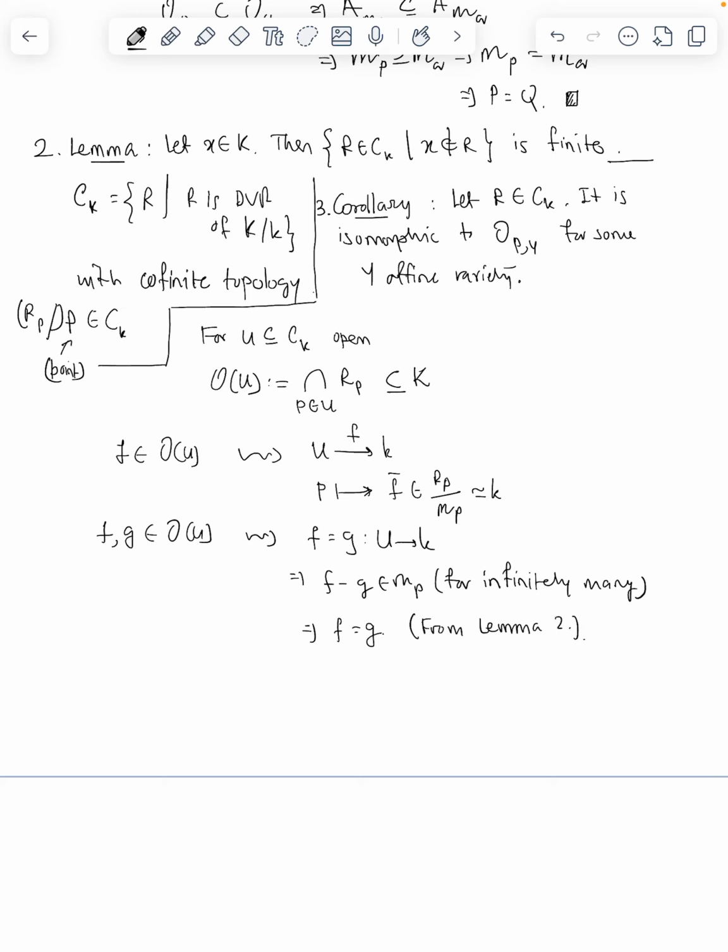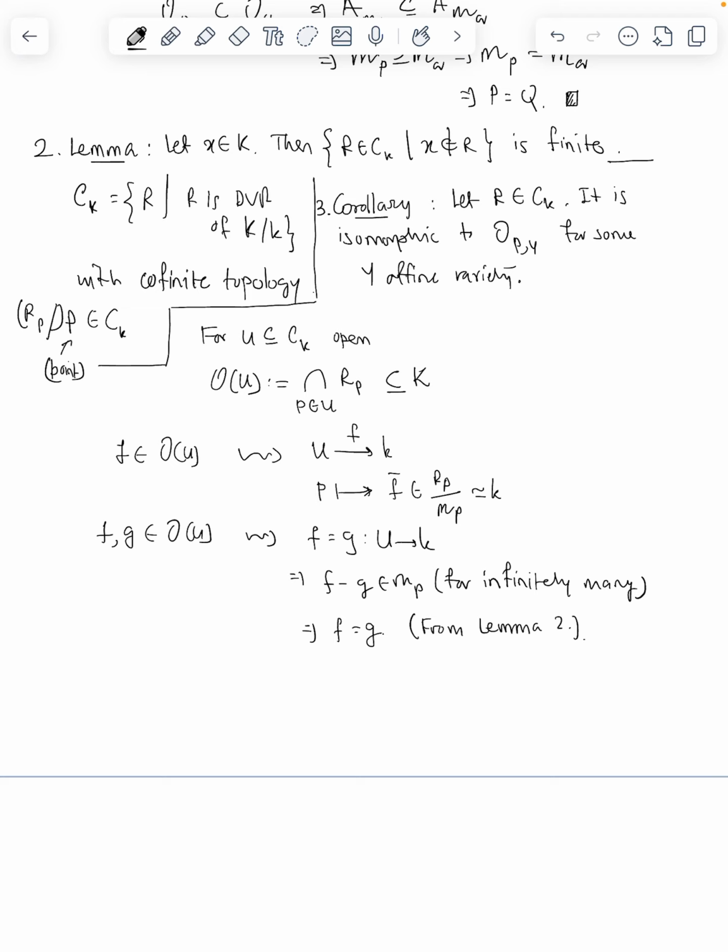Okay, so indeed what we get, for each element, you get kind of a one-one thing, and so we get that elements of OU can be identified as functions from U to K. And now if you have any function of K, that can also be seen as a regular function on some open set, right?